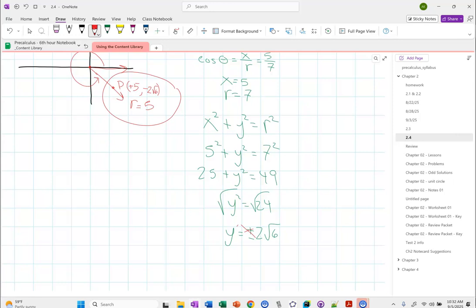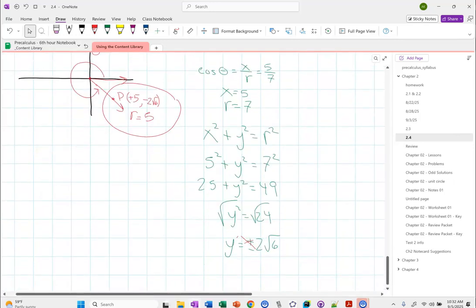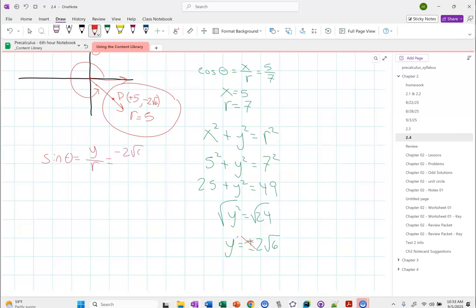Now that I have this information, can I find any other trig function's value? Yes. In this problem, we're asked for sine. So that's y over r. Y is negative 2 root 6. R is 5. Final answer.